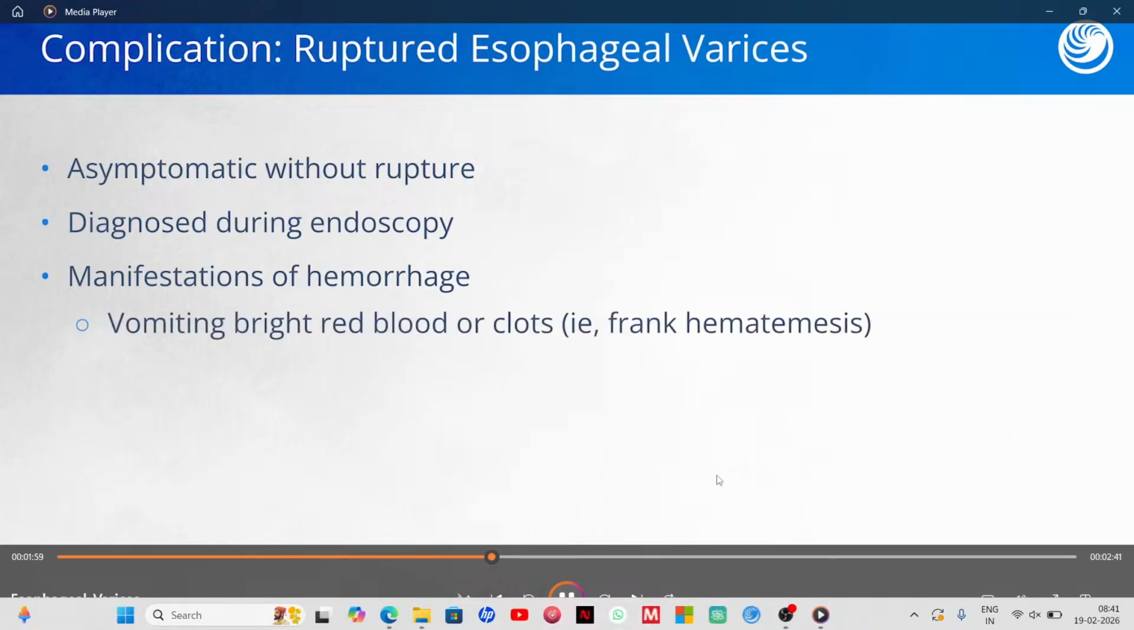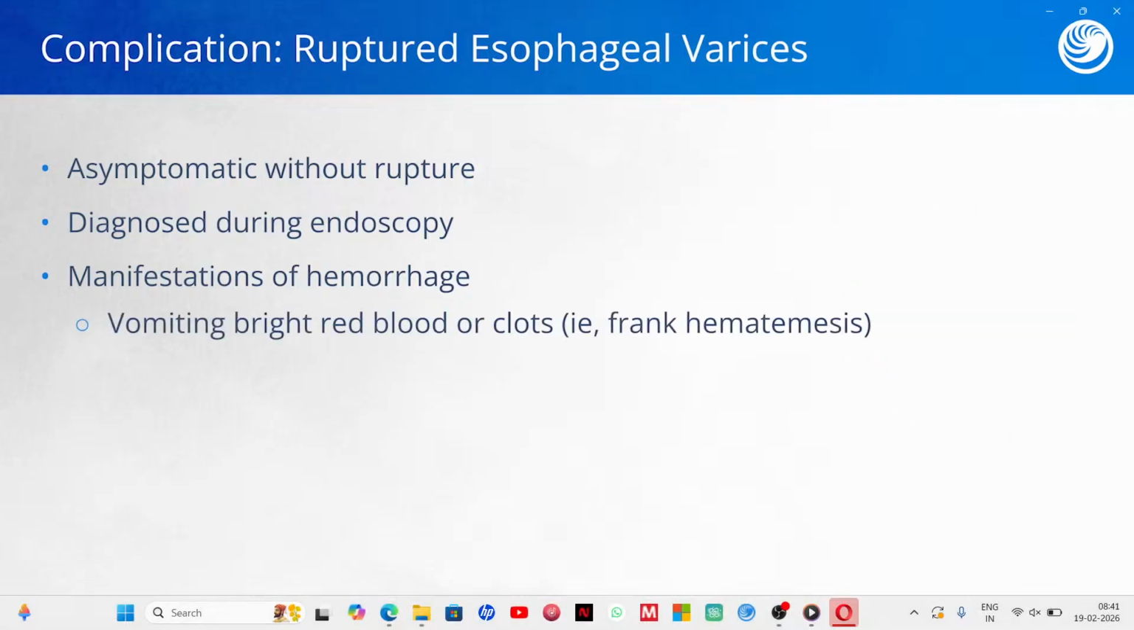One of the main presentations is going to be vomiting bright red blood or clots, which is frank hematemesis. Again, this bleeding is going to be excessive and almost may even mimic an arterial bleed. Because there is so much bleeding that can occur, the patient is at risk for aspiration.